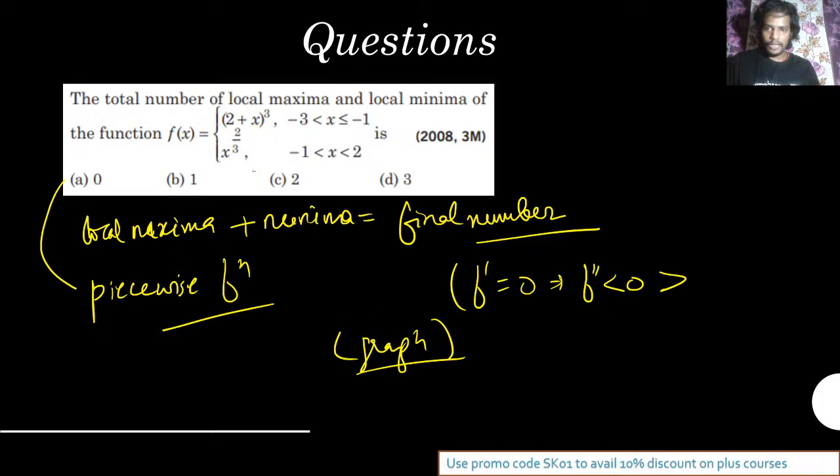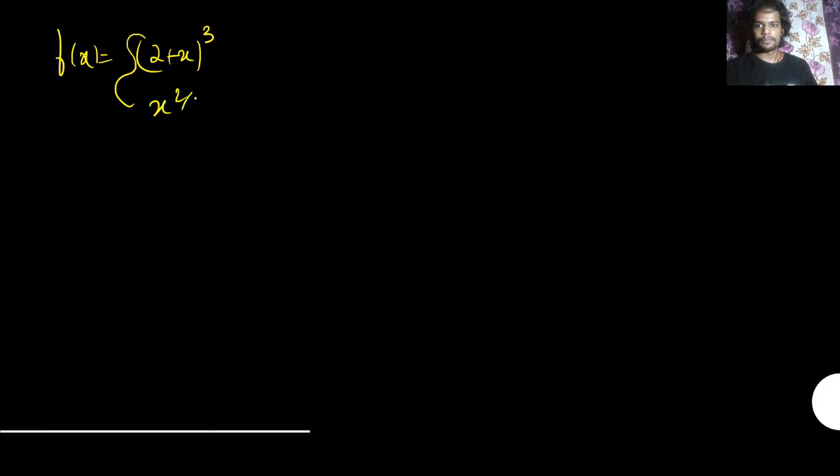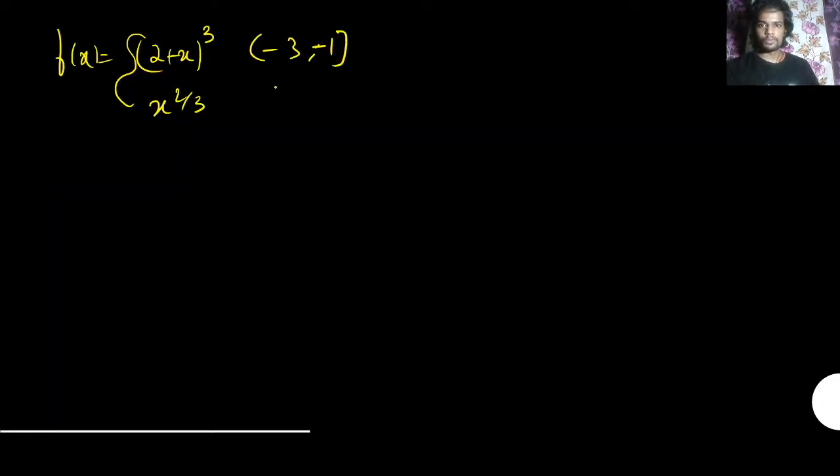We would like to draw the graph of this function, and then we will see how many local maxima or minima it has. So if you see, the function is divided into two parts. The first part is (2 plus x) whole cube, and the second part is x to the power 2 by 3. Now this is valid from minus 3 to 1, and the other one is valid from 1 to 2. Okay, this is how it is.